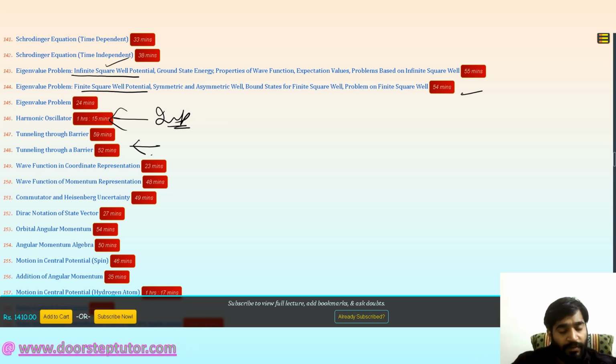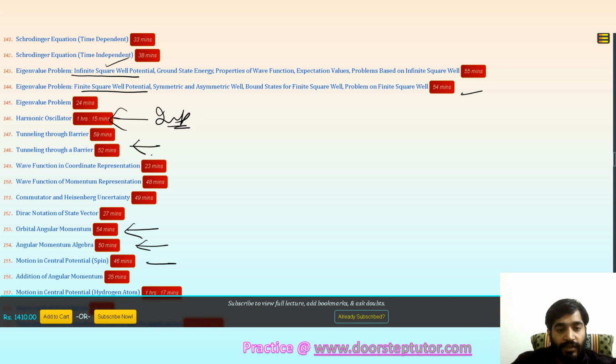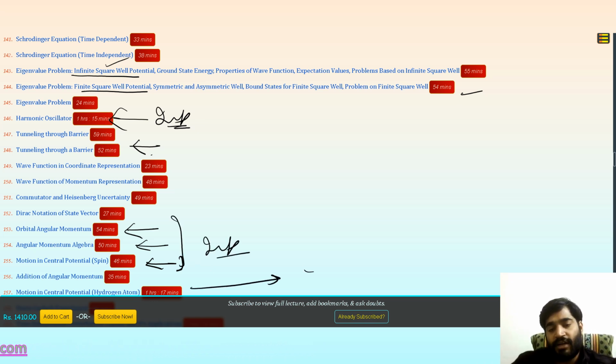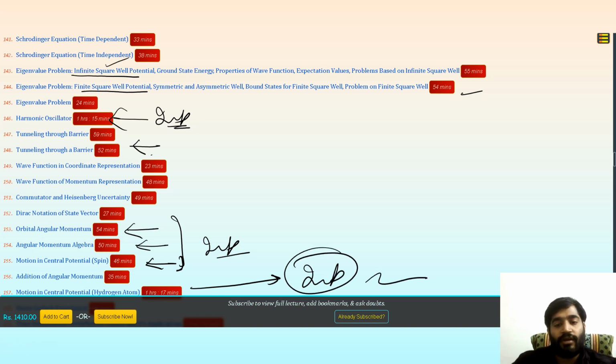So you have to remember formulas and their importance, how to use these. Then especially the part angular momentum, orbital angular momentum, then your central potential, and spin. Okay, these all are the important parts here.